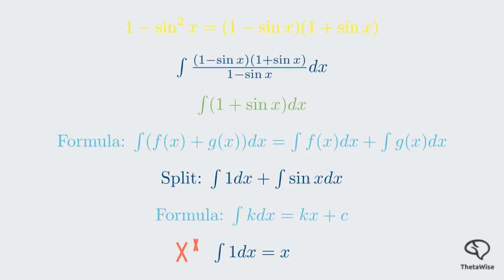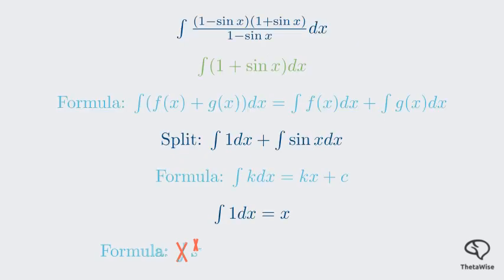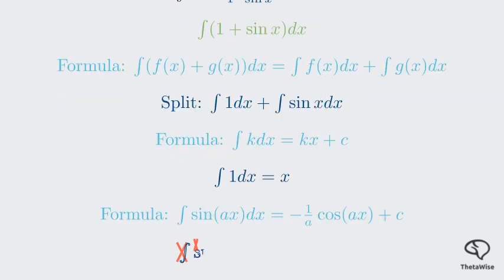Next, we integrate sin x. We know that the derivative of cosine x is negative sine x. Therefore, the integral of sine x must be negative cosine x. So, the integral of sine x dx is negative cosine x. This comes directly from our list of standard integrals. Now, let's combine our two results. The integral of 1 dx is x, and the integral of sine x dx is negative cosine x.